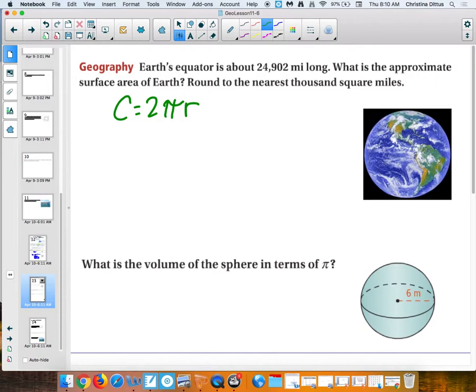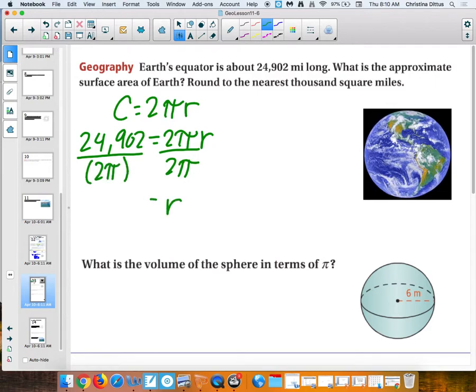So you're telling me my circumference is 24,902. So I have to plug it in for C. 24,902 equals 2 pi r. To get my radius, what do I have to do? Divide by 2 pi. If I were you, I would type this number in and divide by parentheses 2 pi. And you should get 3963.3. Make sure you get that.